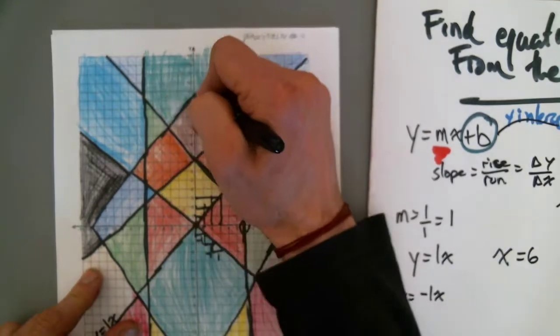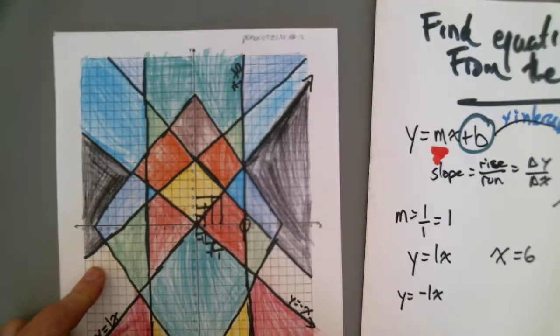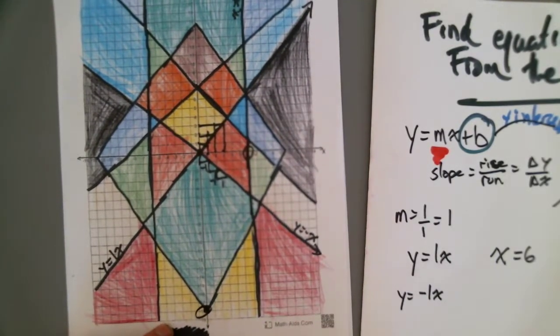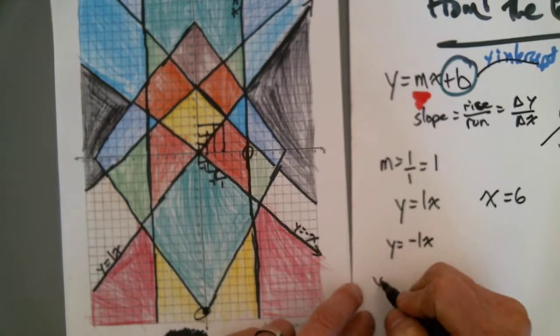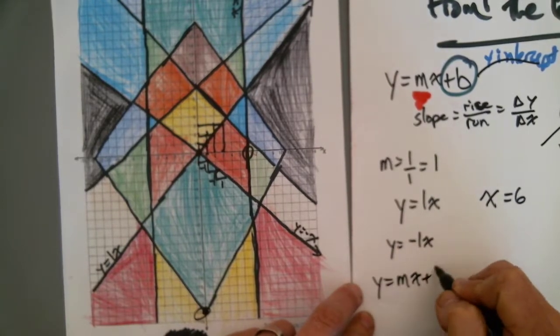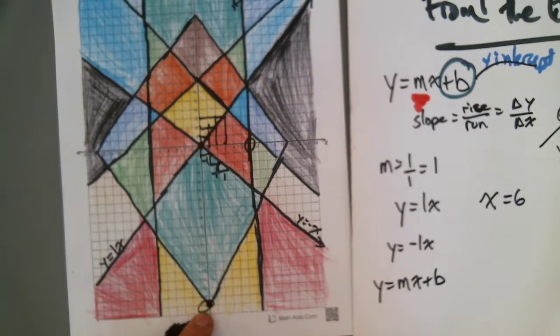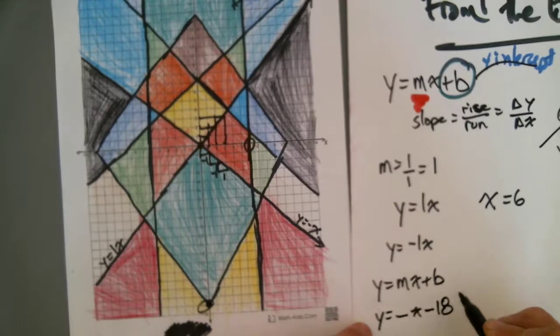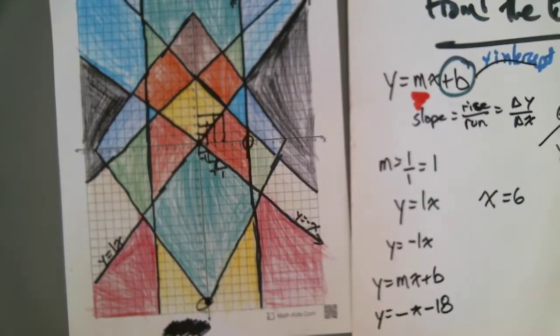I like this one. Let's do this line right here. Okay, so you guys might not be able to see that, but this number right here is negative 18. So we're gonna write down our y equals mx plus b. If it crosses the y-axis at negative 18, do I not already know my b? Yeah, I totally do. Now let's find our slope.